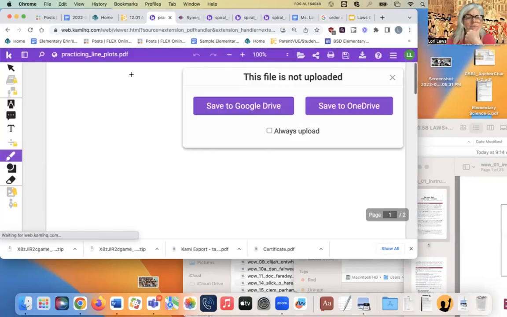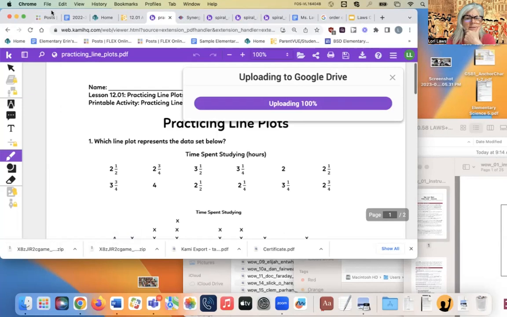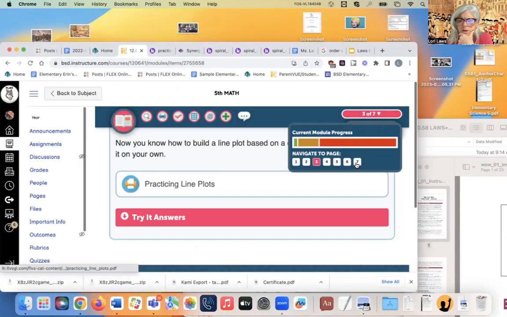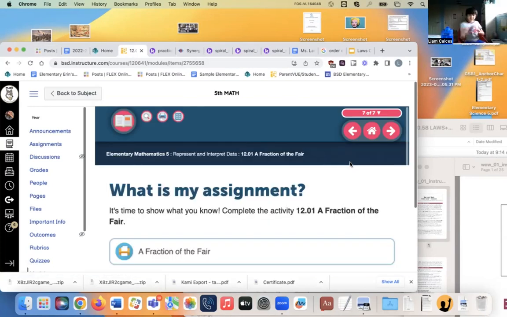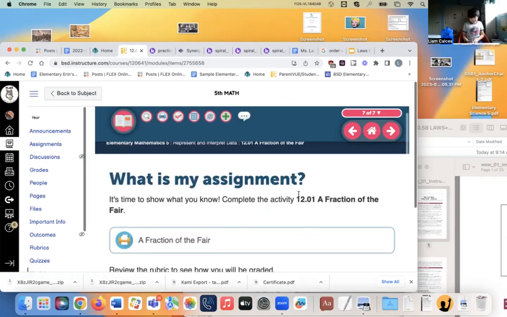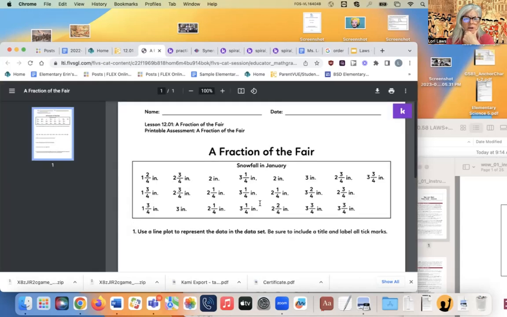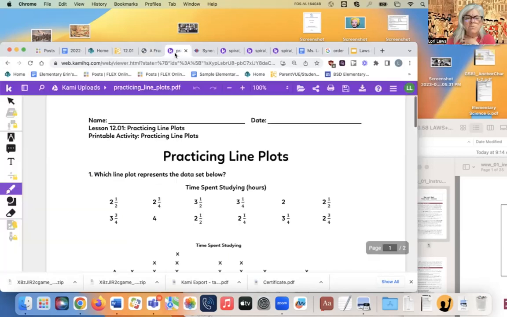Is this the assignment for this one, or is it a quiz? We'll have a look and see what the assignment is. It's not due today, it's due tomorrow. But let's have a look. Or maybe it is due today, I'm not sure. 1201, a fraction of the fair. Yeah, this activity is our project. It's a different one. But you can still practice with this one.